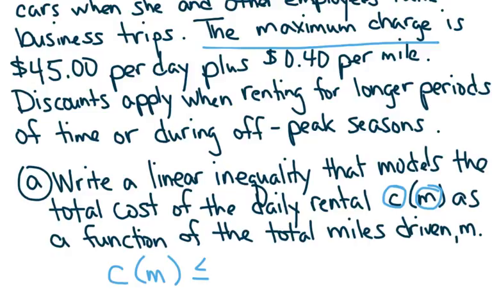Notice that it said the maximum charge. That means they cannot charge you more than this. It's a straight charge of $45 a day plus 40 cents per mile. Oops, that was too many lines on my M. So the inequality is C of M is less than or equal to 45 plus 0.40 M.